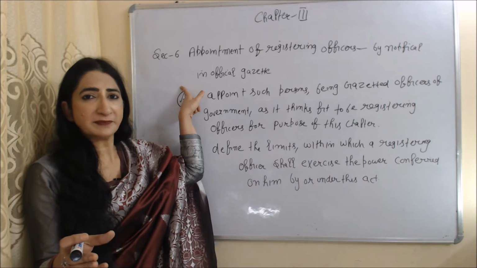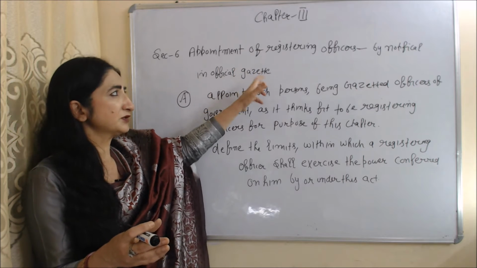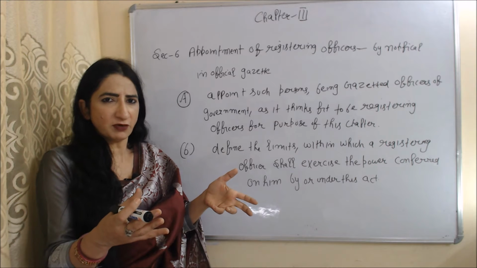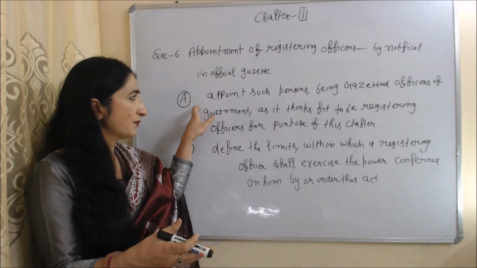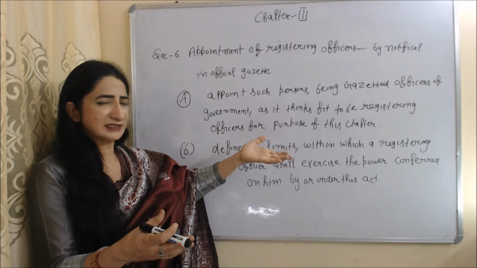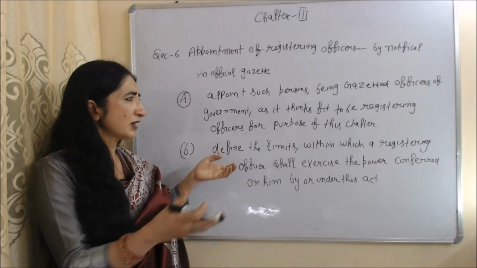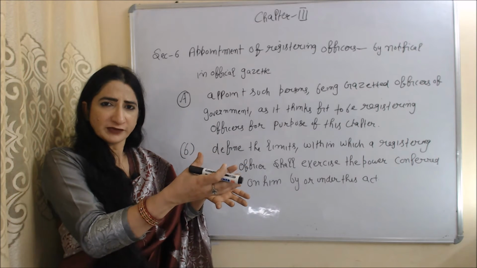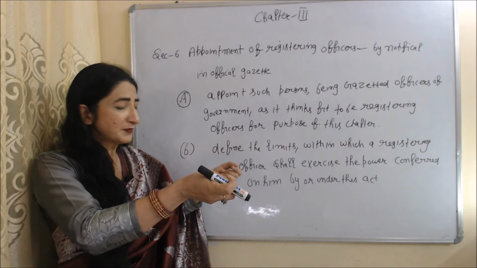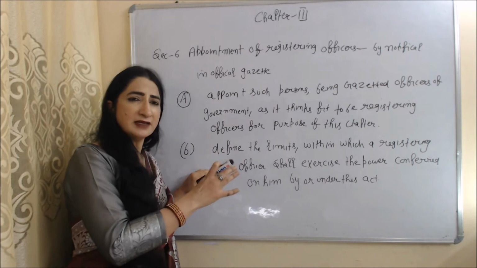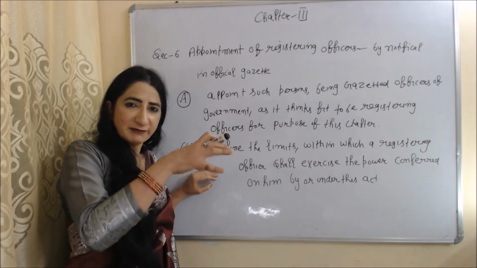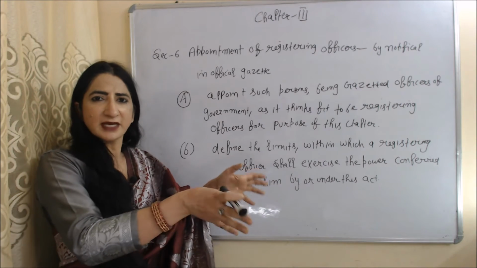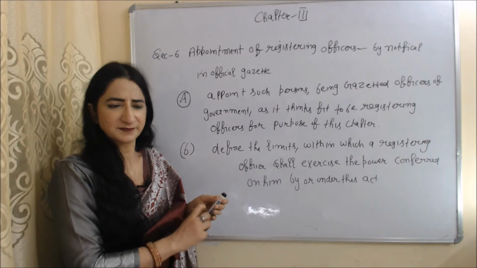Now we are going to talk about some important sections of chapter 3. Section 6 of chapter 3 talks about appointment of registering officers. The government, by giving a notification in the official gazette, can appoint such persons, being a gazetted officer of the government or as the government thinks he or she is suitable, to be a registering officer for the purpose of this act. Plus the government also defines the limits of the registering officer, and within these limits the registering officer can use their power for making any decision under this act.